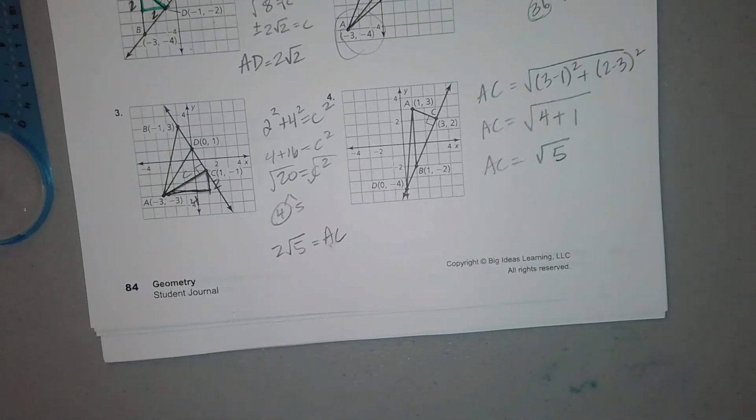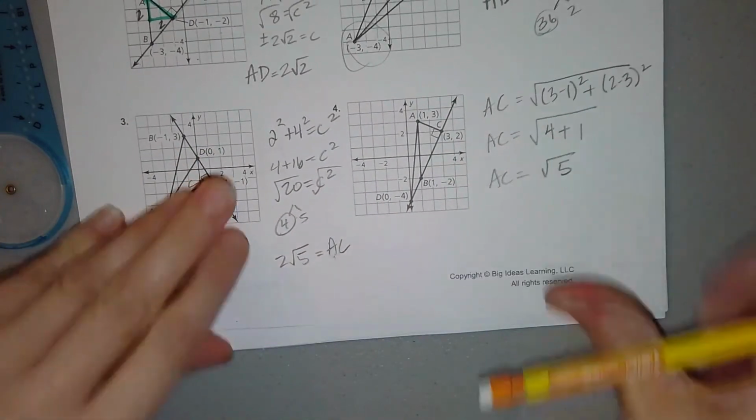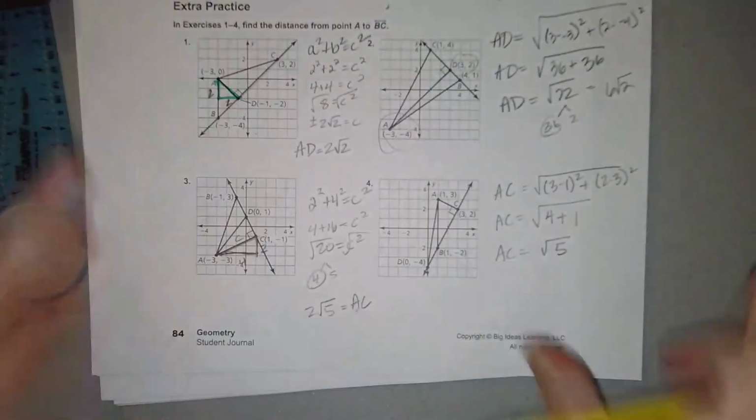So I get root 5. So that's what you're going to be doing when you're asked to find the distance from a point to a line. You're really just going to use either the Pythagorean theorem or the distance formula. Just a flashback from when we did this in, what was it, Unit 1, I think. All right, let's do page 85 together as well.